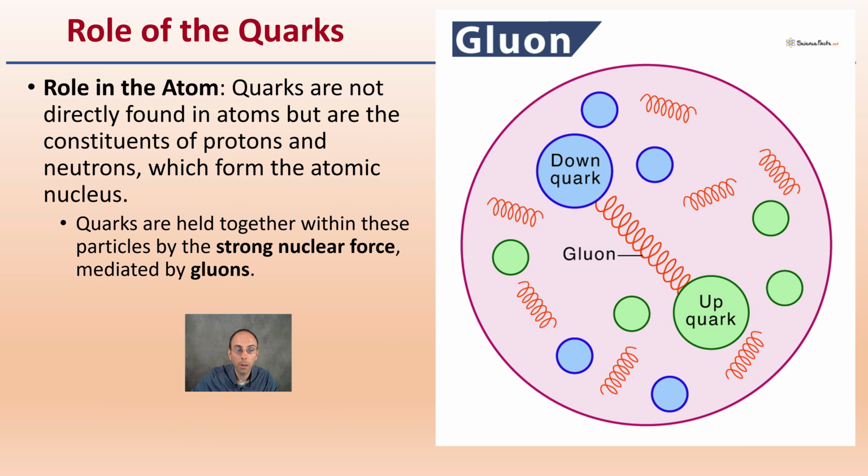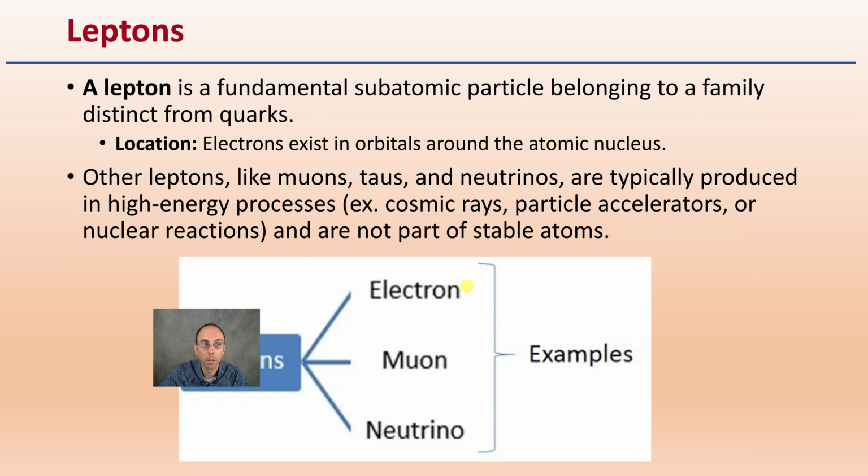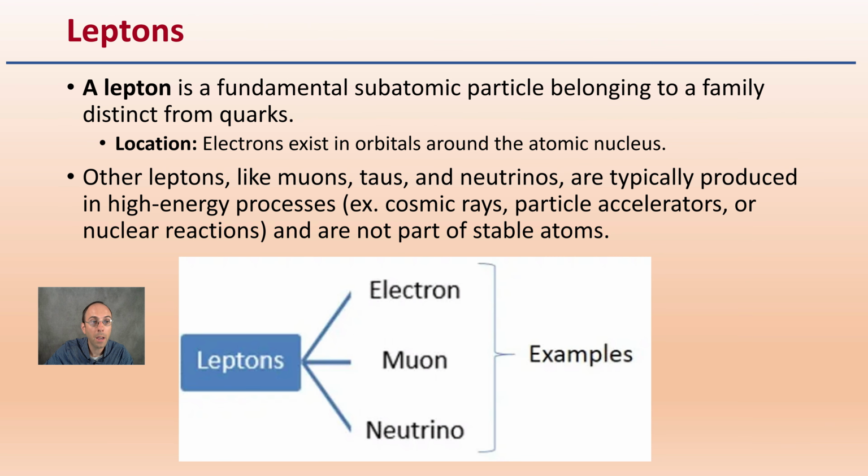The role of quarks in the atom: they're not really directly found in atoms, but are the constituents of those protons and neutrons, which form the atomic nucleus. They're held together by the strong nuclear force carried by particles called gluons, as we can see here. Think of them as the joining function, tying everything together to make that proton or that neutron.